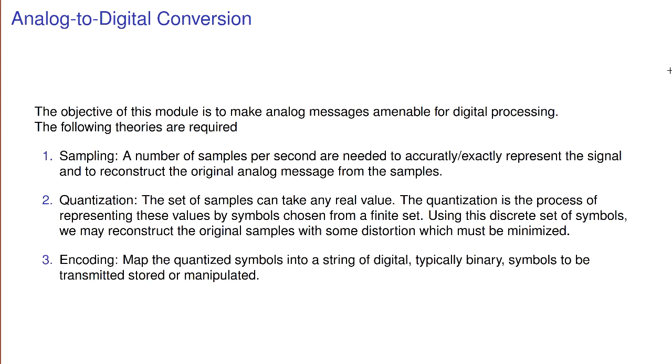The last theory is, once we quantize these samples, after quantization step, we need to encode them. We need to map these symbols or these quantized values to a string or a stream of digital signals, typically binary values. It could be symbols to be transmitted or stored or manipulated for next stage.